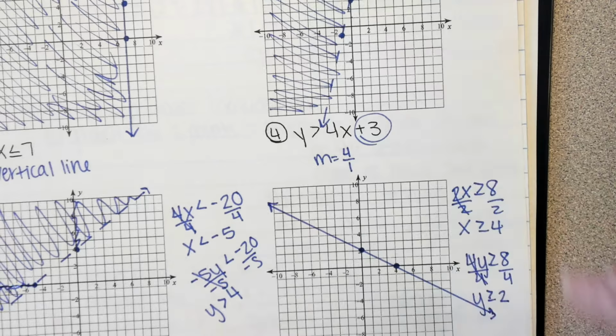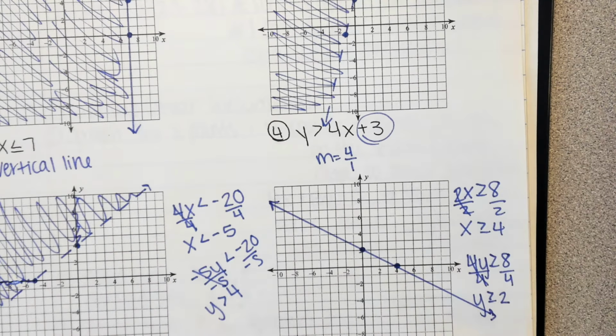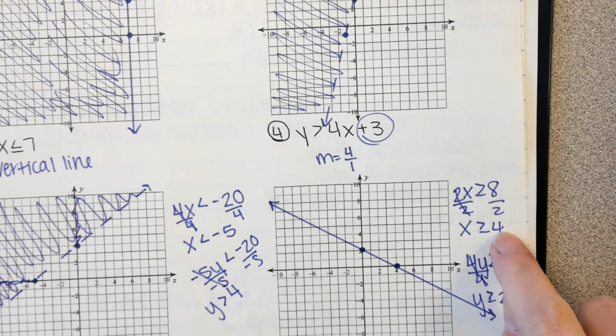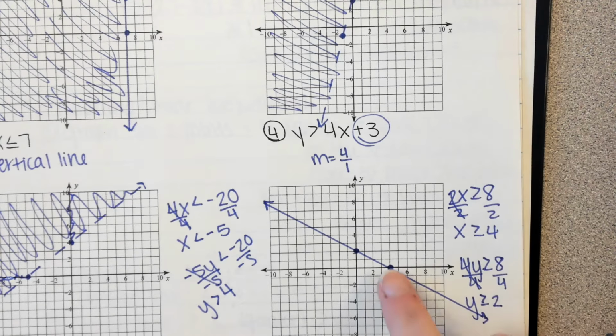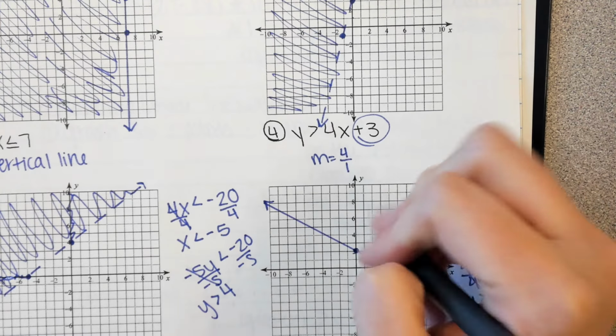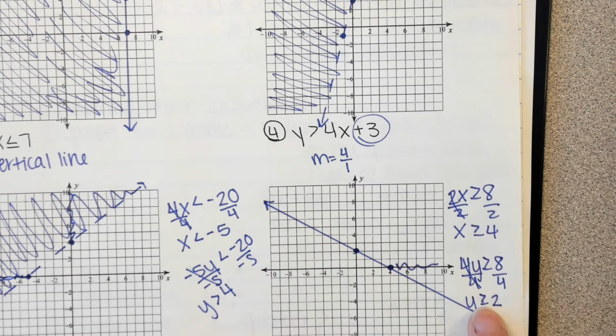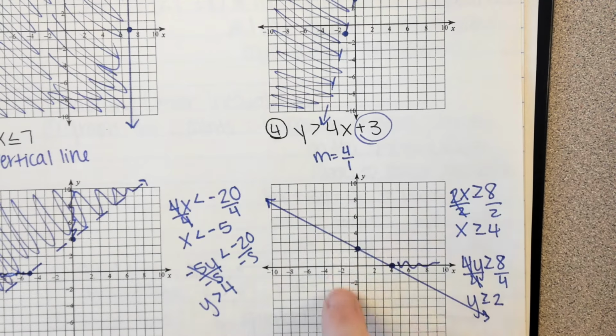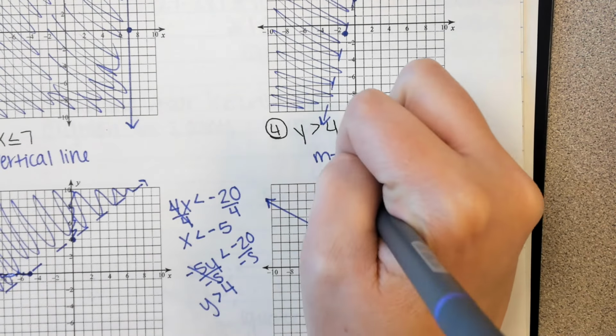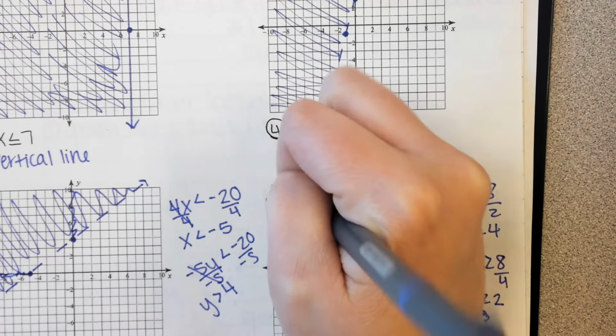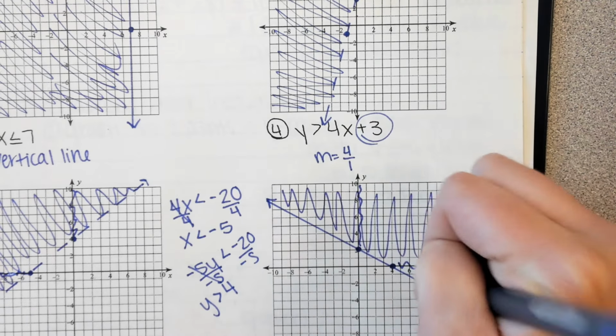And let's look at this one. So we have greater than or equal to 4 on the x. So which side's greater? This one. Y is greater than or equal to 2. Which one's greater? That one. So that's the side that we shade in.